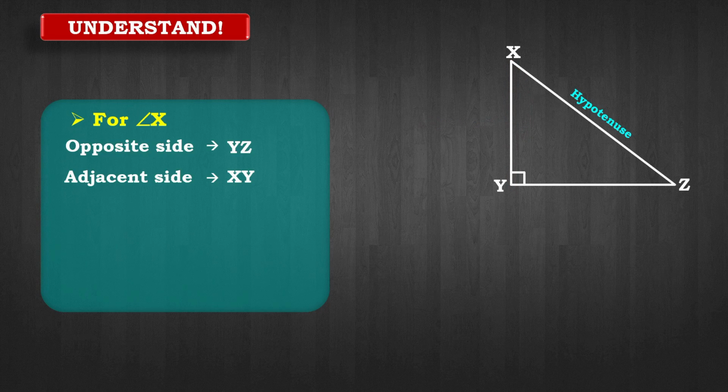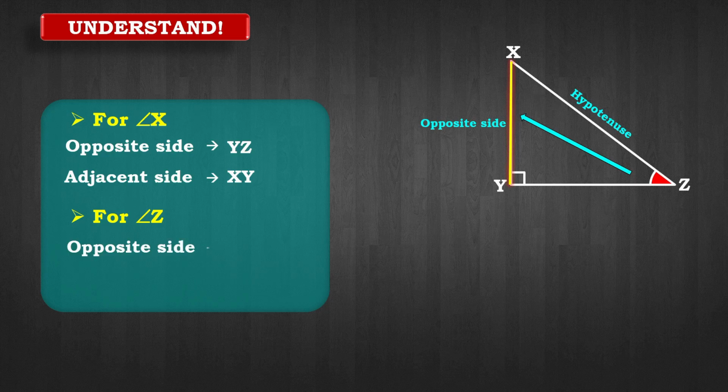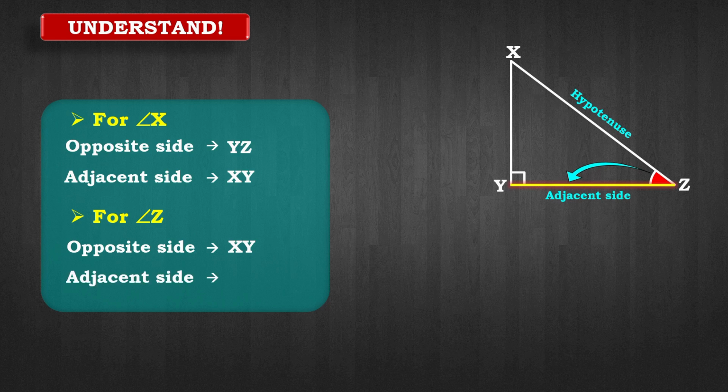Now, let us consider angle z. When angle z becomes the reference angle, the position of the sides changes. For angle z, the side directly across this angle is the side joining points x and y. So, for angle z, the opposite side is the side joining points x and y. The side which lies next to angle z, but is not the hypotenuse, is the side joining points y and z. So, for angle z, the adjacent side is the side joining points y and z.